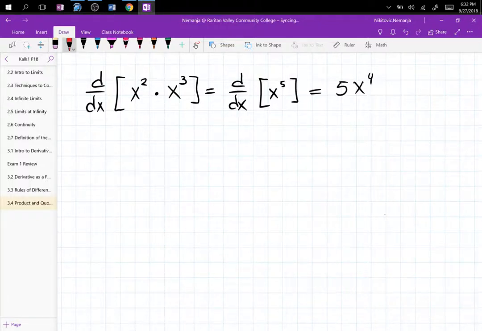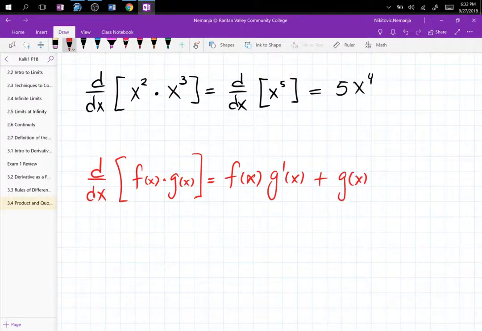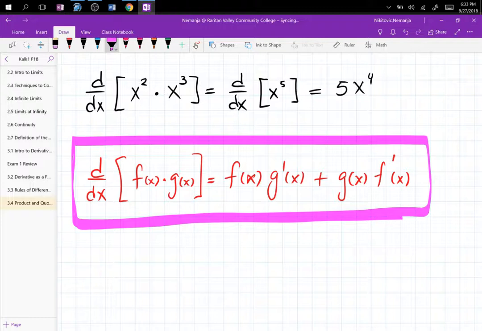Oh, forgot to write the derivative. So the derivative of f of x times g of x. So this is the derivative of the product. It is equal to f of x g prime of x plus g of x f prime of x. And this is the formula. This is the formula that we would use to calculate the derivative.